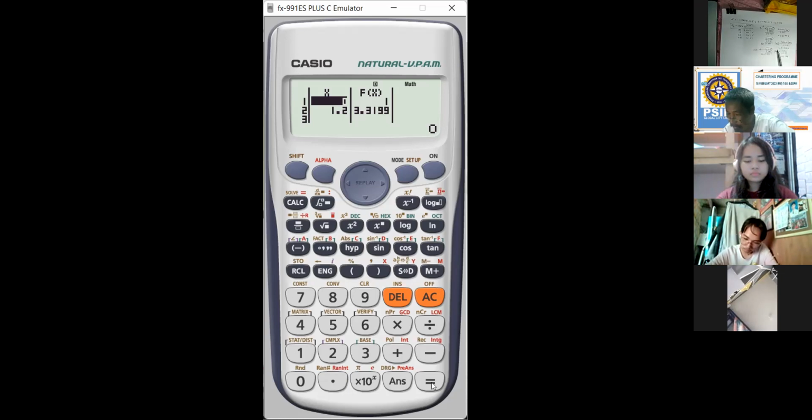And then we can do it as long as we decide to do it, up to 5 significant figures. But now, we are having 3 significant figures correct. I just showed you how to do it using mode 7 of the calculator. So let us go back to our video.